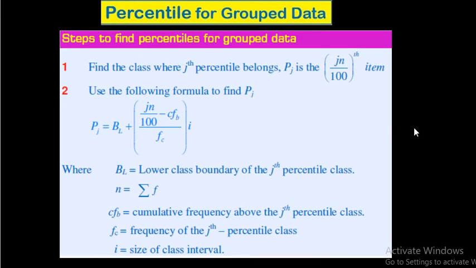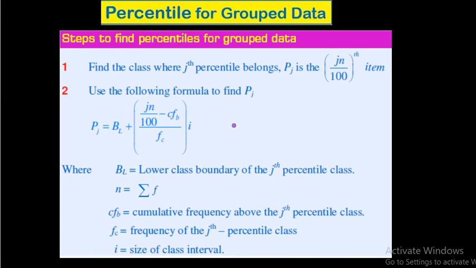But the formula that we applied for ungrouped data and the formula that we are going to apply here for grouped data are not the same. We need to identify every input in the formula. The formula says Pj, where j represents which percentile, because there will be 99 percentiles. When you divide a given data into 100 equal parts, there will be 99 division points. So j represents which percentile will be found.